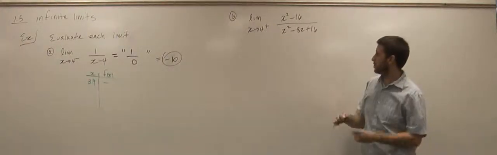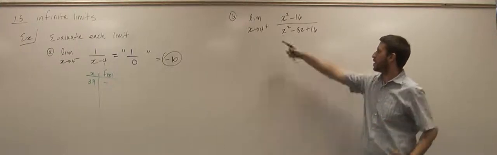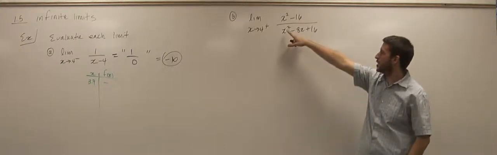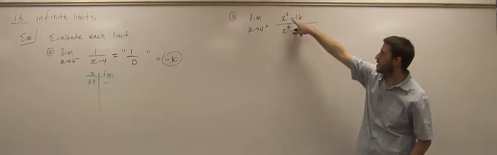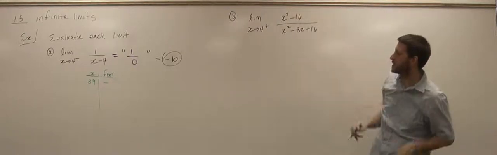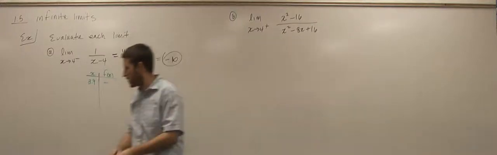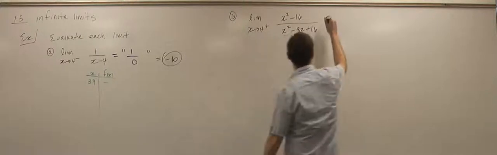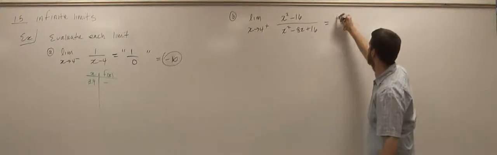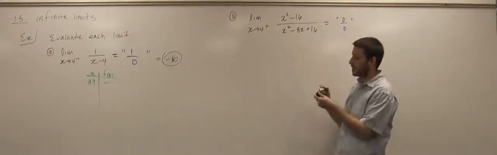Right, so if you plug in 4 for x, you get 16 minus 32 plus 16, which is 0. And on top, 16 minus 16. So this is 0 over 0. If you ever get 0 over 0, simplify. Right, that's kind of the moral of the story here. In this case, you can simplify by factoring.